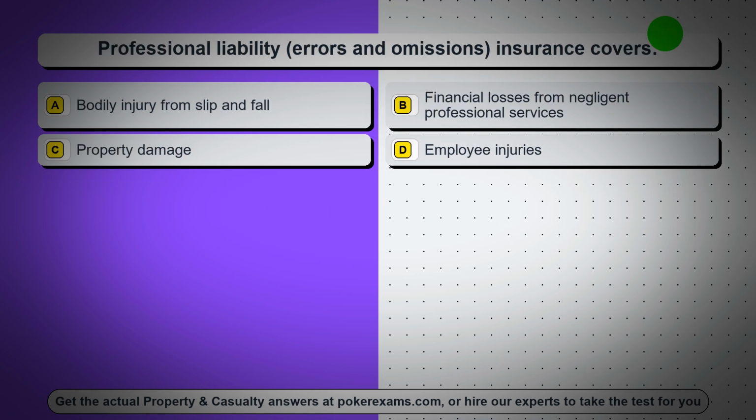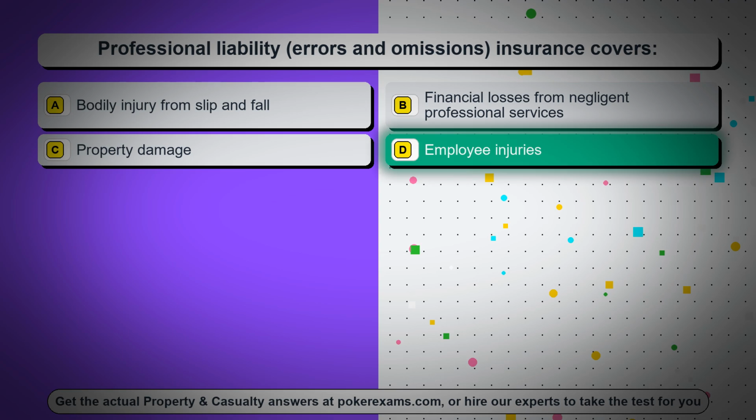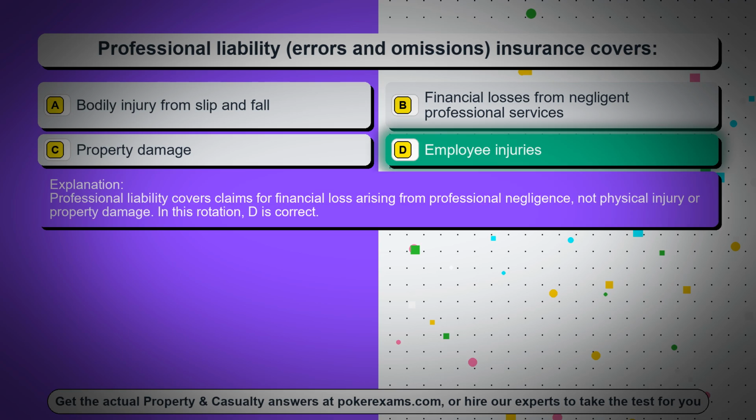Question 21. Professional liability, errors and omissions, insurance covers, option A, bodily injury from slip and fall, option B, financial losses from negligent professional services, option C, property damage, option D, employee injuries. The correct answer is option D, employee injuries. Professional liability covers claims for financial loss arising from professional negligence, not physical injury or property damage. In this rotation, D is correct.